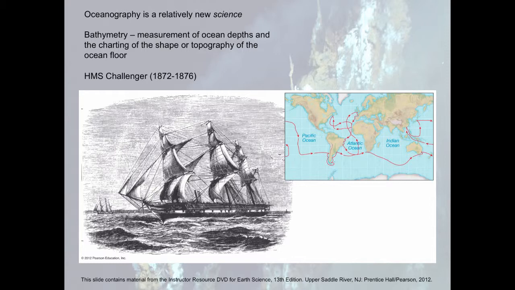It would drop a line with a weighted stone on the bottom, with marks on the line. It would lower it down until it hit the bottom, and the scientists or workers on board would measure the length of line that was released until the weight hit the bottom. Now you can imagine how that could produce some inaccuracies if you have bending in the rope, if the ship up on the surface is drifting, and so on and so forth.